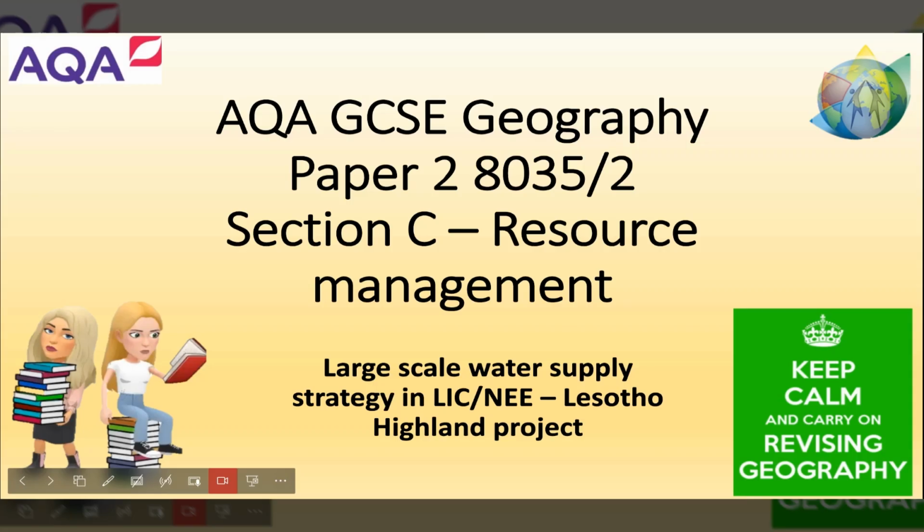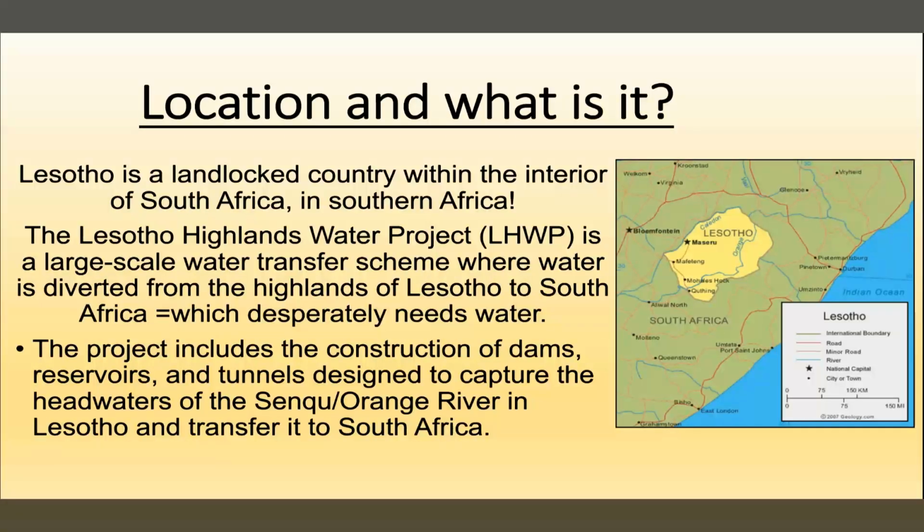Okay, so still looking at section C, resource management, we've got our large scale water supply strategy in an LIC or NEE, which is Lesotho, which is the Highland project. So Lesotho is a landlocked country in South Africa, and the Highlands Water Project aims to transfer water from areas of a surplus, so in the Highlands of Lesotho, to South Africa, which are in a deficit, so areas that desperately need that water. They are doing that through dams, reservoirs, tunnels that are going to take the water from the Orange River and transfer it to South Africa.